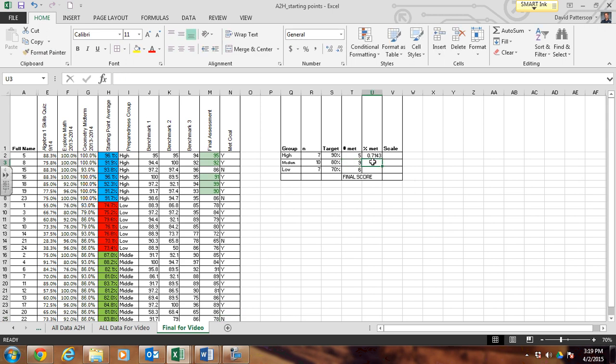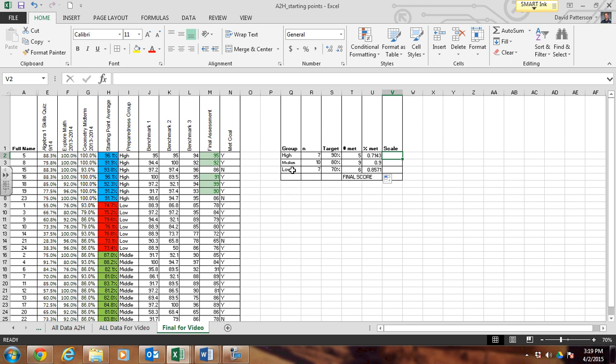And instead of writing the equation 2 more times, I can just select the bottom right corner and drag down. And now I can see 90% of my middle group made it, and 85.7% of my low group met the target. Now, as far as the scale goes, I need to assign a value, a number, to each one of these high, medium, and low groups.